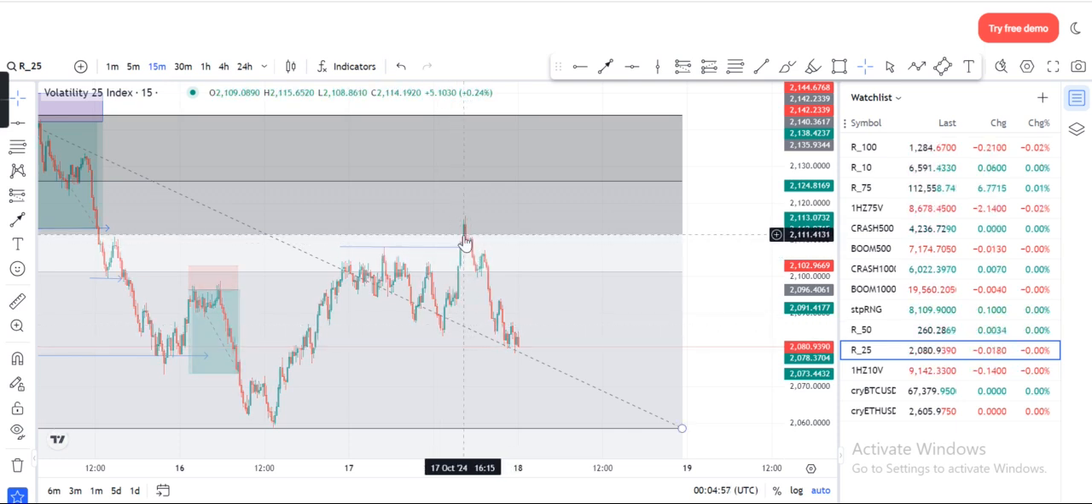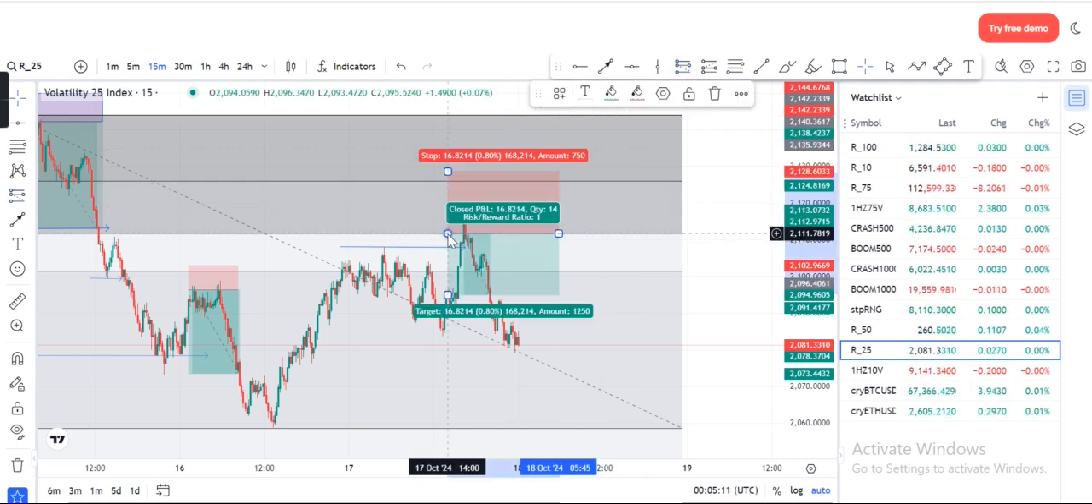And then market triggered us in. I'm currently holding a trade here, which I'll post the screenshot on the community, and then my target is this point. So that is that for this particular trade.